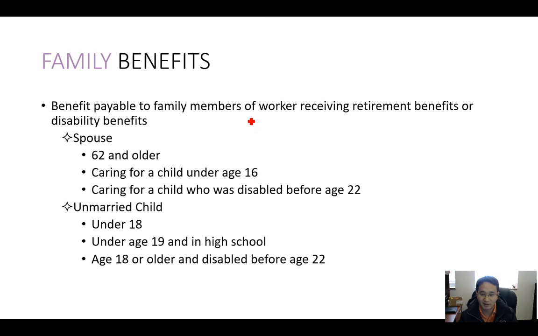Benefits payable to family members. We're talking about family benefits. If you are a worker receiving retirement benefits or disability benefits, your spouse and children are also eligible to receive some money. They have some rules. The spouse needs to be this age or older, caring for a child under age 16 or who's disabled. Yeah, they have those, and they have those too.